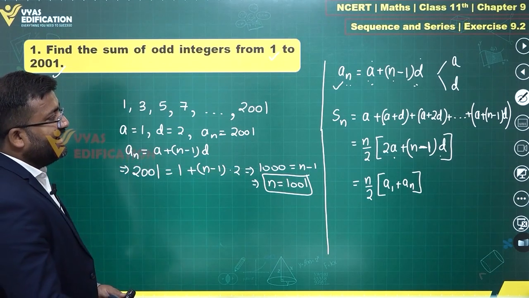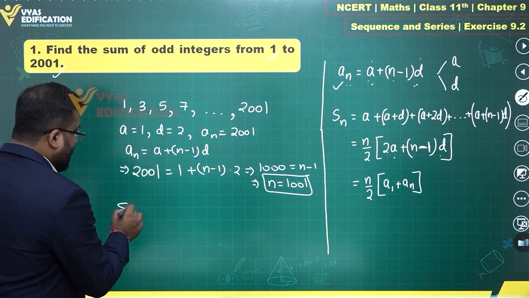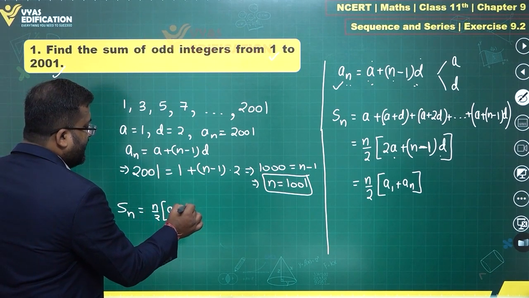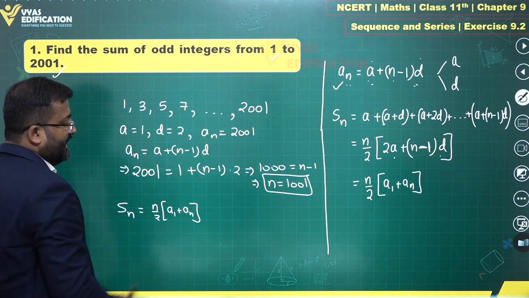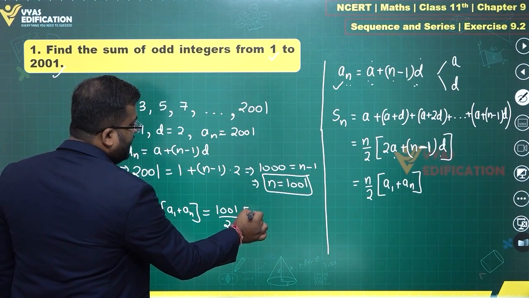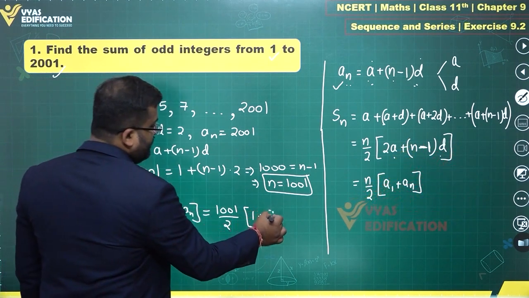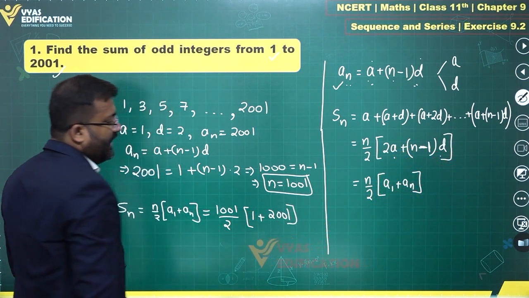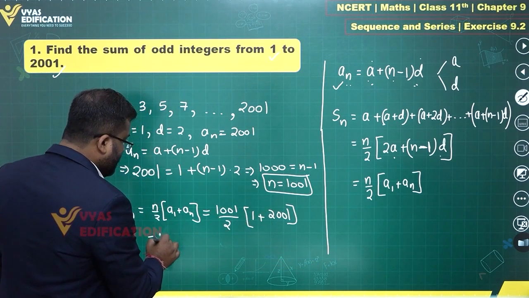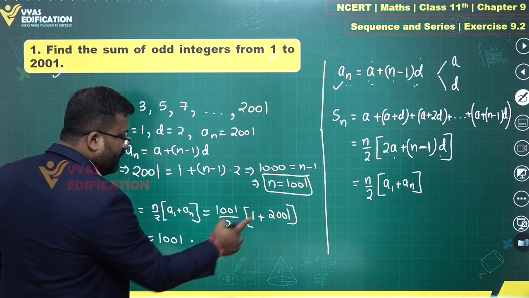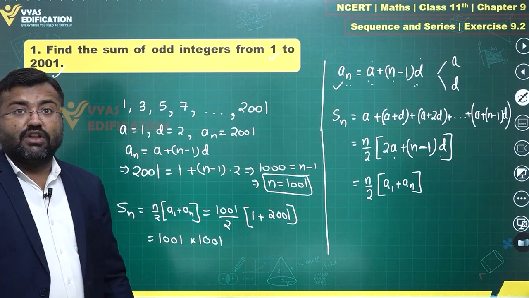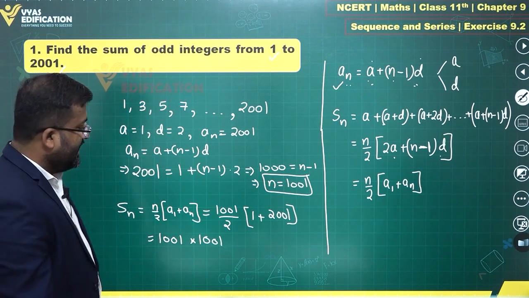Therefore, the sum of n terms can easily be found. Sn will be equal to n by 2, and now I can use a1 plus an easily because I know an directly. This is 1001 by 2. a1 is 1 and an is 2001. This is what you have, right? So what does that become? This becomes 2002 divided by 2, which is 1001. So this into this is what you get, 1001 square. And what is that equal to?